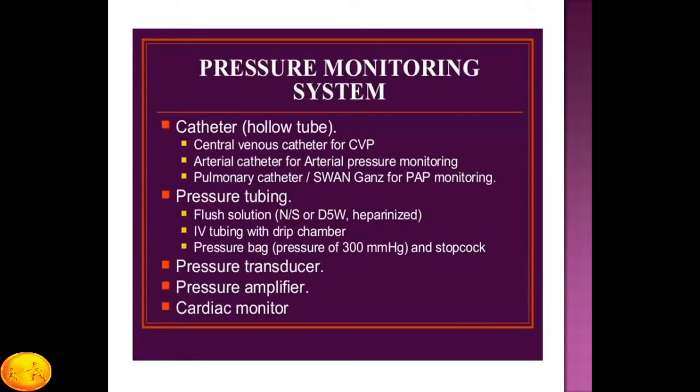Now, coming to the types of monitoring we do. Hemodynamic monitoring mainly consists of the arterial catheter for continuous arterial blood pressure monitoring. Then we require a central venous catheter for the continuous measurement of the volume of the patient, that is central venous pressure. And the pulmonary artery catheter, also called the Swan-Ganz catheter.